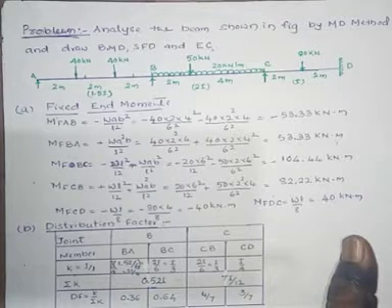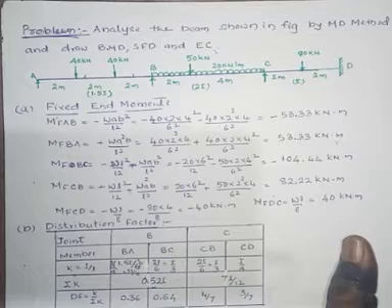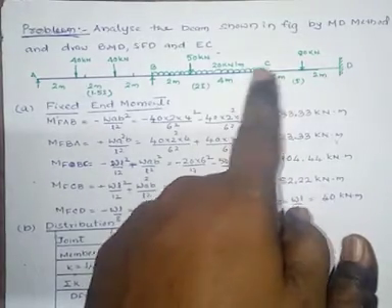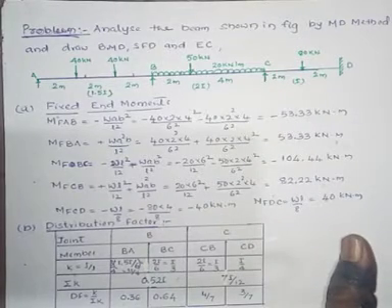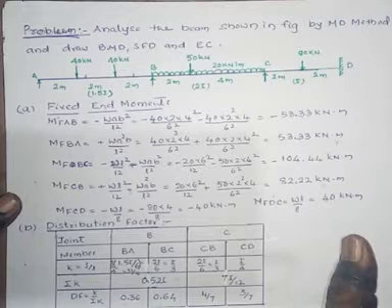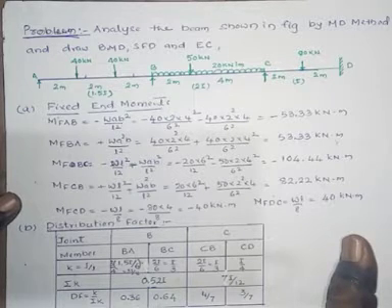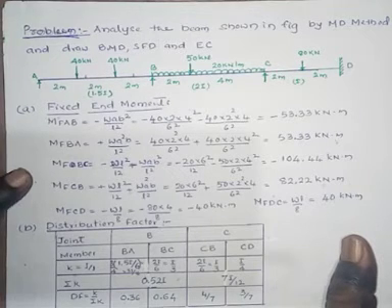For BC, with respect to B, C is continuous, not simple support or free. Hence that is 2I by 6. Moment of inertia is 2I and length is 6. Therefore, that equals I by 3. Then next joint CB.